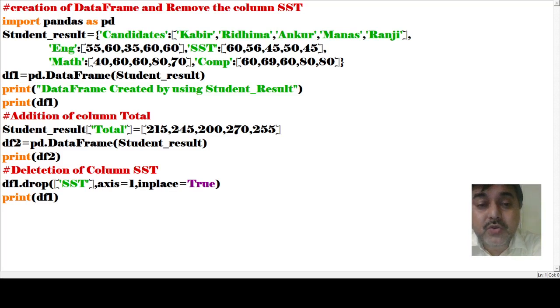Now what I want to do, I want to delete one column, I want to remove one column. So when I want to remove one column, what have I done here? I have df1.drop, which one to drop? I am dropping here the SST, axis equals 1, inplace equals True. So this is what the df1 is, and we are constructing those particular patterns of df1, and we are implementing those particular patterns of the df1.